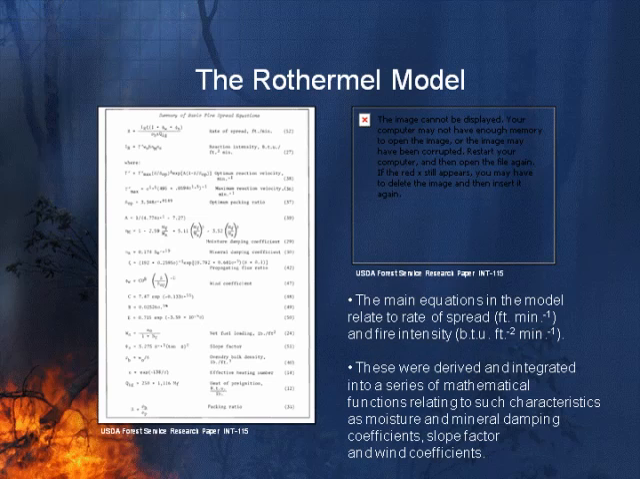It's from the actual pamphlet, which I found online. The main equations of the model relate to the rate of fire spread, in feet per minute. They're using English units; the forest guys don't use metric. And fire intensity, which is British thermal units per square foot per minute. These were derived and integrated into a series of mathematical functions relating to such characteristics as moisture and mineral damping coefficients, slope factor, and wind coefficients, all centered on the fuel.